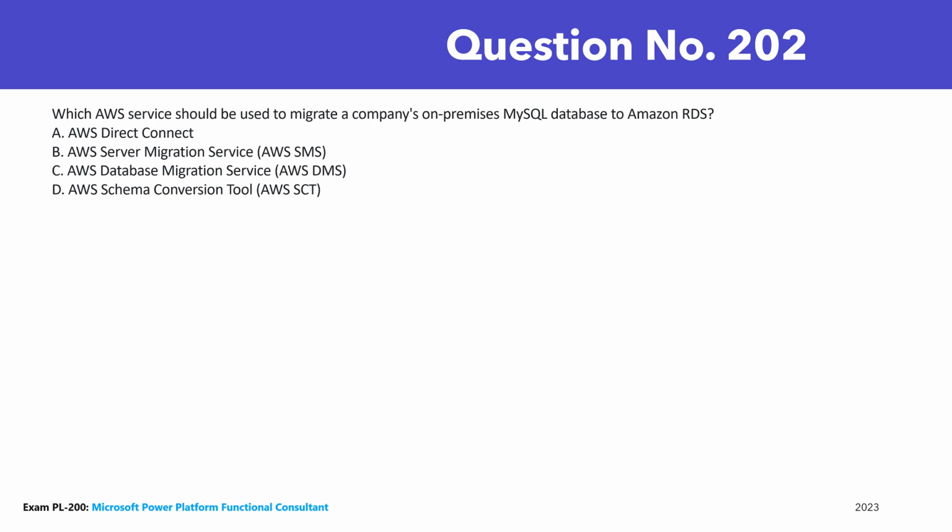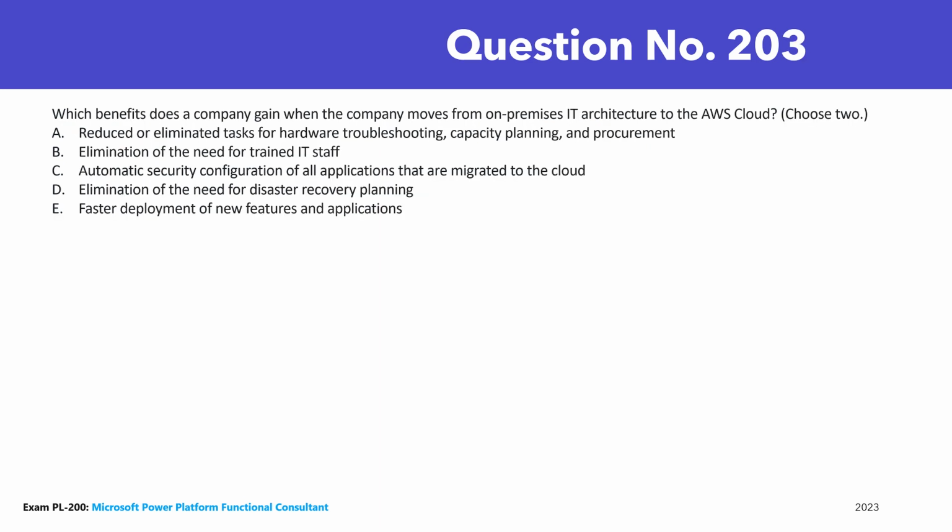Correct answer, C. Which AWS service should be used to migrate a company's on-premises MySQL database to Amazon RDS? A. AWS Direct Connect. B. AWS Server Migration Service, AWS SMS. C. AWS Database Migration Service, AWS DMS. D. AWS Schema Conversion Tool, AWS SCT. Correct answer, C.